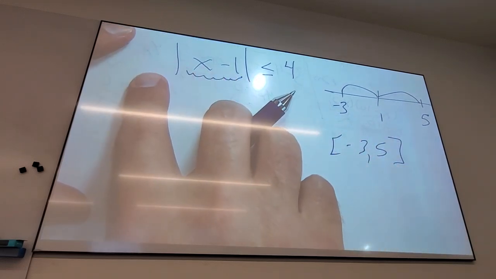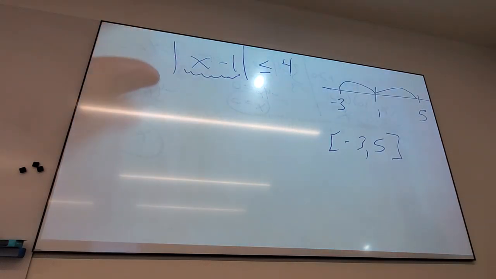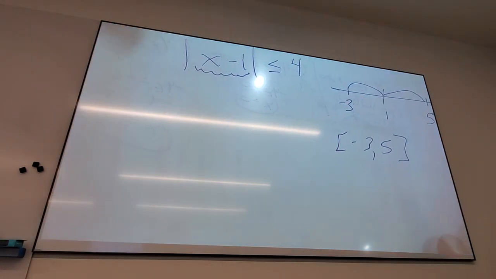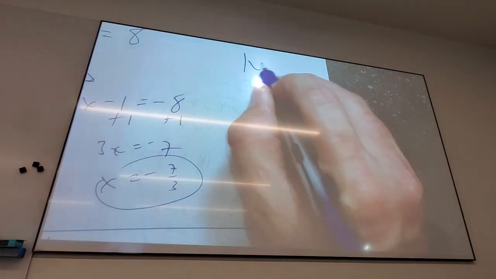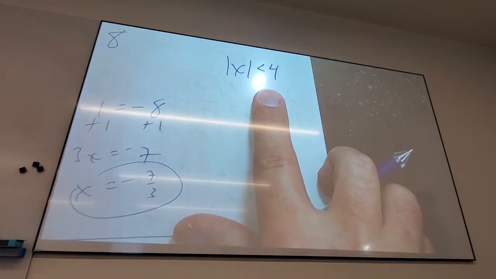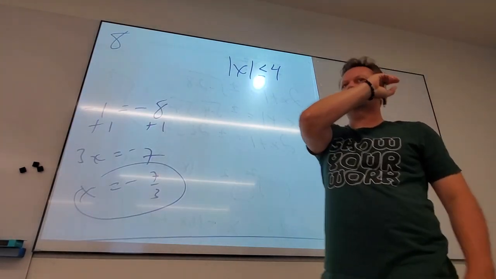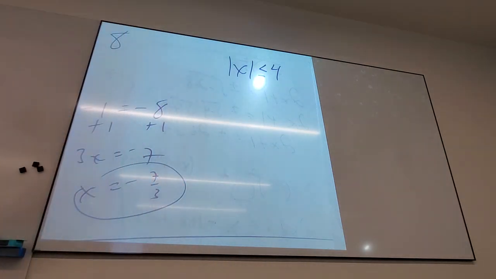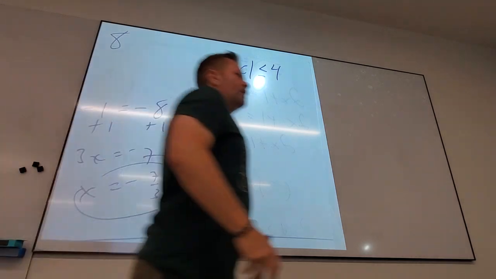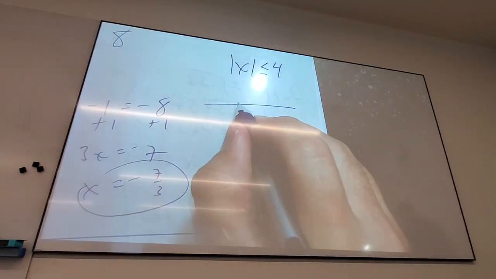So let me ask you this. If I had, don't even write this down, if I had just this, what's the biggest number you could plug in to make it true? Can you plug 6 in? No. So what's the biggest number you can plug in? 4. What's the smallest number you can plug in? Yeah, because if you try to plug negative 5 in, what happens? The absolute value of negative 5 is 5, and is that a true statement? No. So do you guys see how by itself, I can tell the answer is negative 4 to 4.